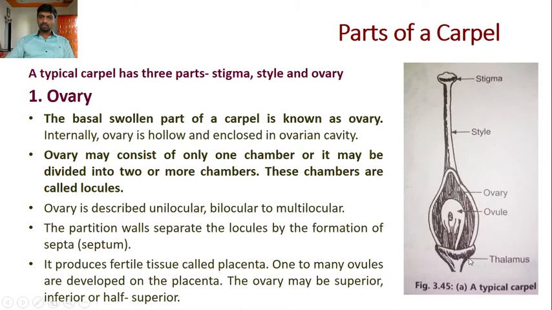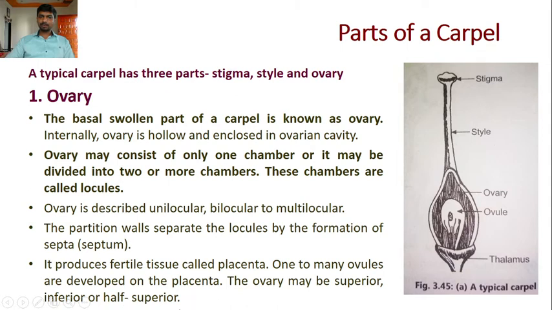The ovary may be superior, inferior or half superior. This is the position of the ovary with respect to the other floral parts. If the ovary is situated above the calyx and corolla, then it is the superior ovary. If the ovary is present below the level of calyx and corolla on the thalamus, that is the inferior ovary.